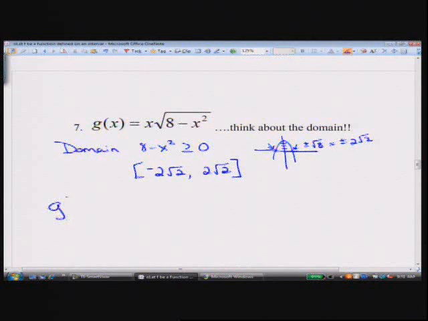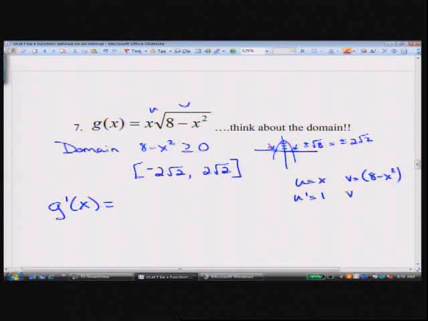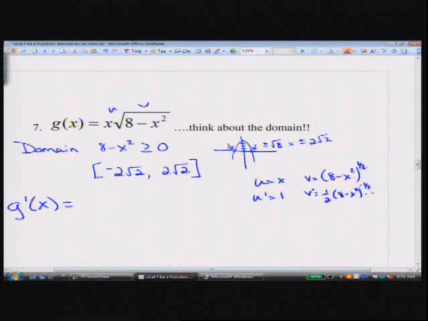All right. G prime of x. We have a u and a v, right? And so u is equal to x, so u prime is equal to 1. And v is equal to 8 minus x squared to the 1/2 power, so v prime is equal to 1/2 times 8 minus x squared to the negative 1/2 times negative 2x, right? So these cancel.